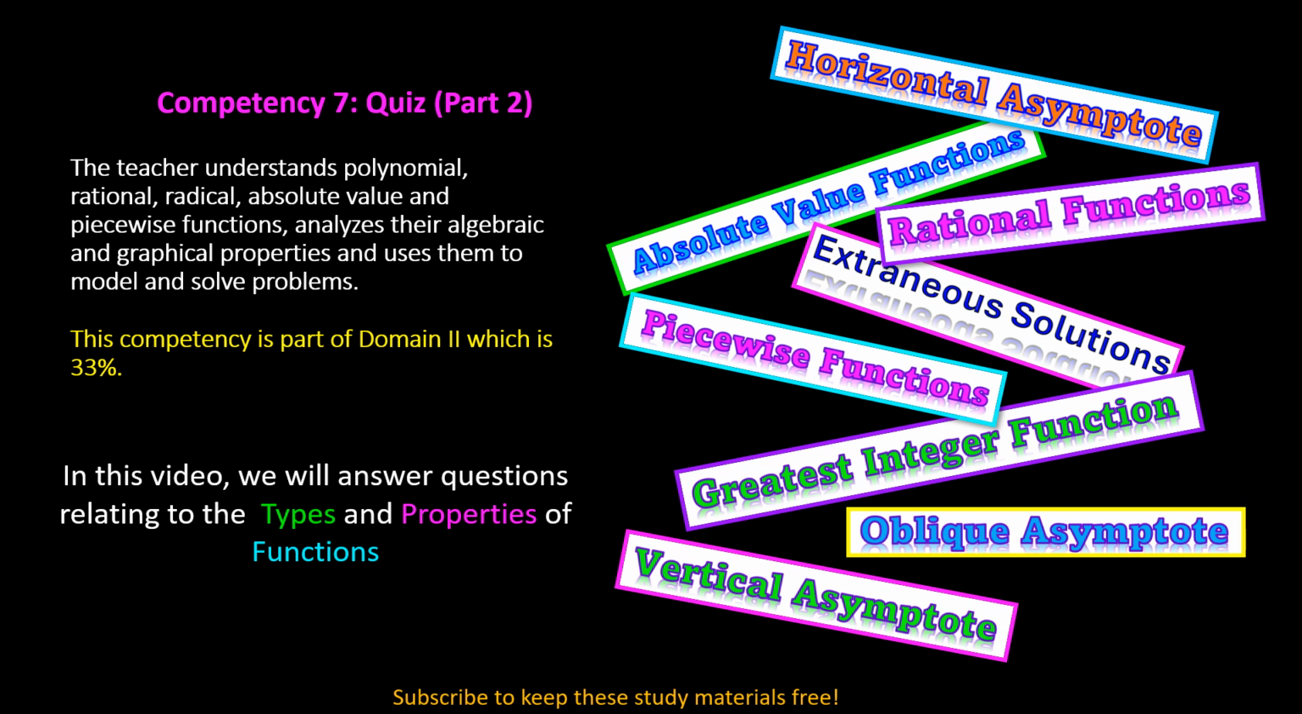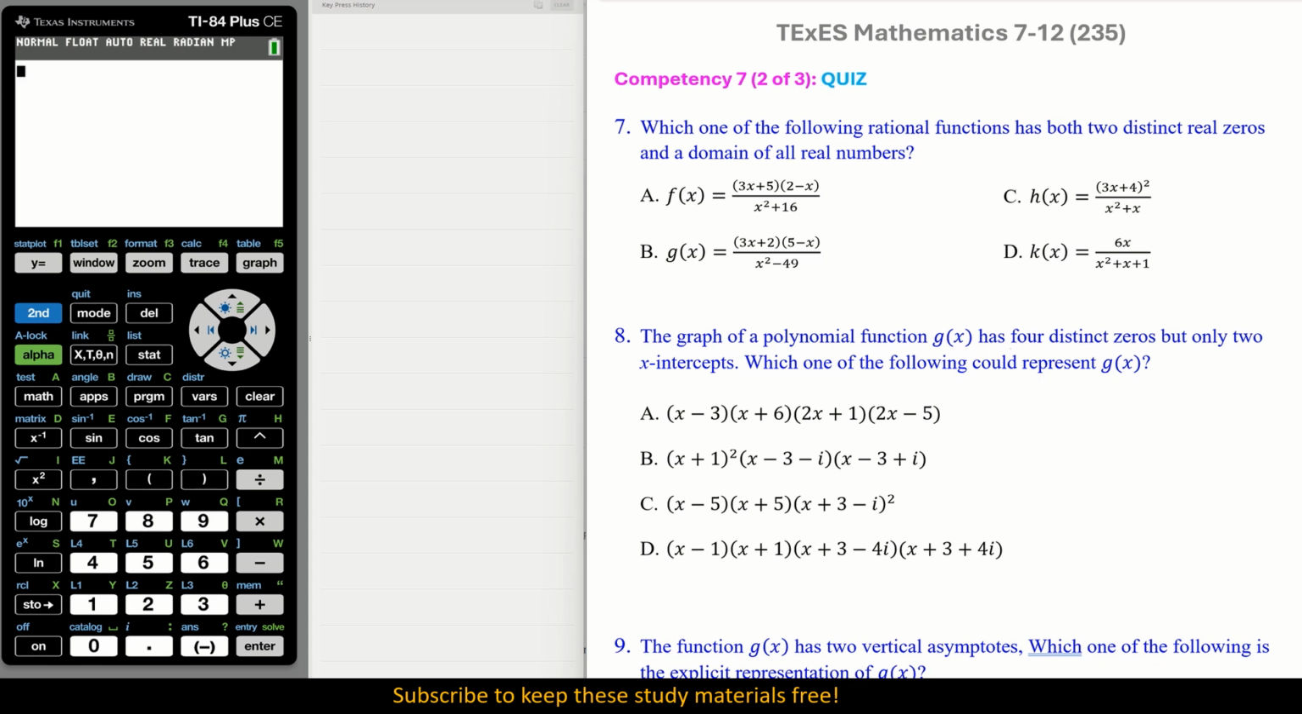Welcome to Part 2 of the Competency 7 quiz. We will continue to answer questions related to types and properties of functions. Number 7. Which one of the following rational functions has both two distinct real zeros and a domain of all real numbers?